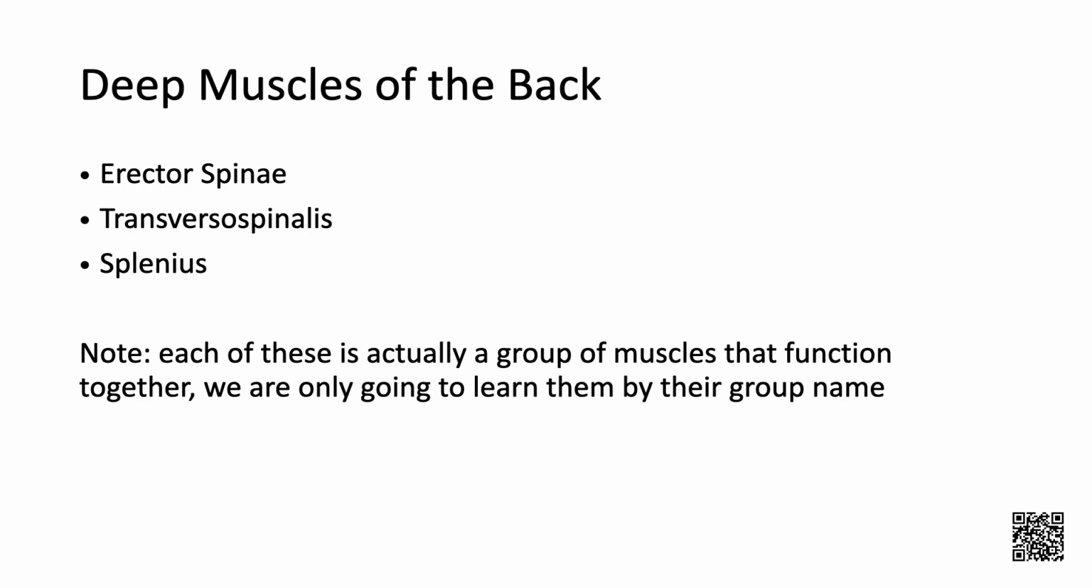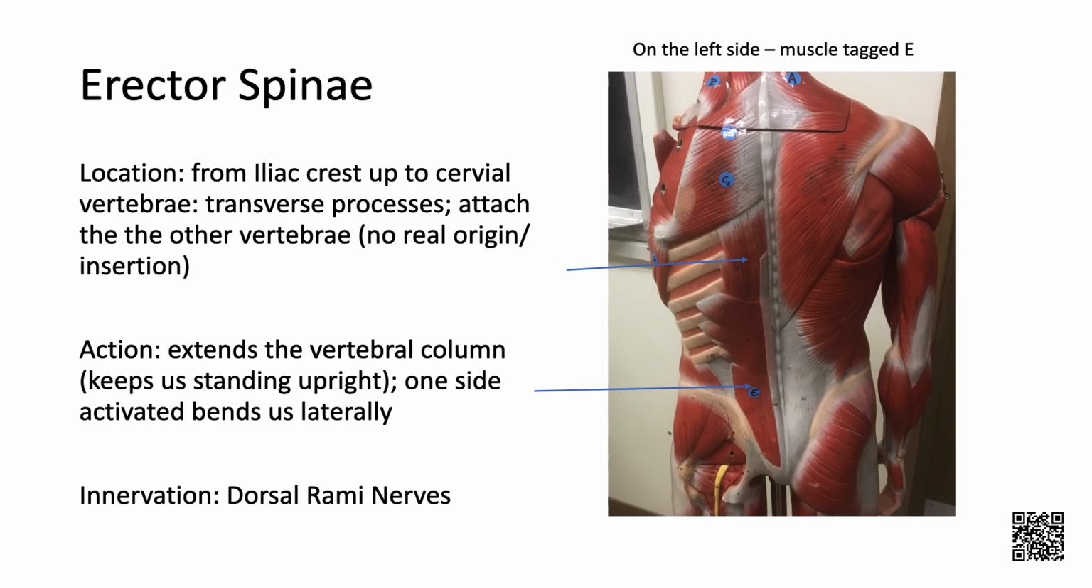The 3 deep muscle groups to know are the Erector Spinae, Transversospinalis, and Splenius. Each is really a group of smaller muscles, but for our purposes, we learn them by their group names. They all help stabilize and move the vertebral column, and all are innervated by dorsal rami nerves.